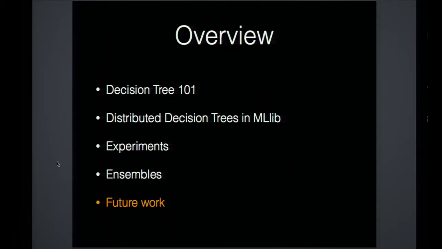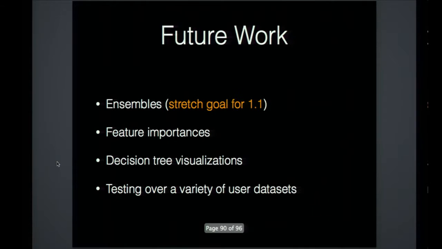So let's talk about the direction of our future work. Ensemble implementations are a stretch goal for 1.1. We are trying to put it in 1.1, but it depends on how successful we are with our implementations. We also would love to have feature importances for all our tree algorithms. Decision tree visualizations would be a cool feature to have. Finally, we are testing over a wide variety of user data sets.